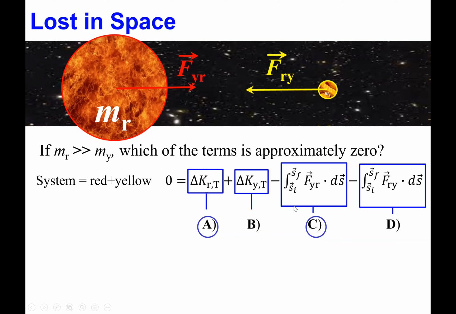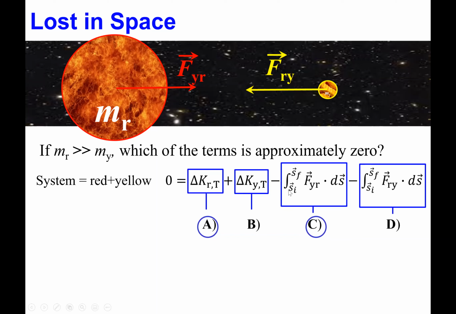And also, let's take a look at this integral right here. This is the first integral we had up previously, pertaining to the red object. And let's think about what the line integral really represents. The line integral takes into account this force, Fyr, but also it requires a displacement vector, or differential vector, and then a displacement over some path.